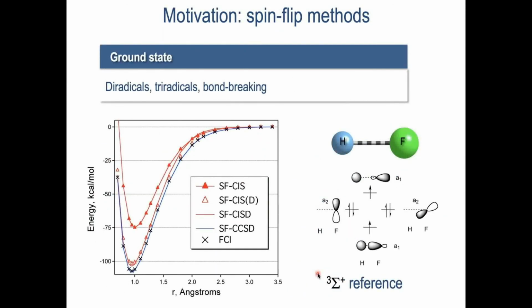And in the literature, you can find many different examples where spin flip methods are very useful, and in particular to study the ground state of diradicals, triradicals, or to produce smooth bond breaking profiles, like in this case in the HF molecule, where we can see that in all these different methods we obtain a nice dissociation curve, and adding more and more correlation, we get closer and closer to the exact solution.